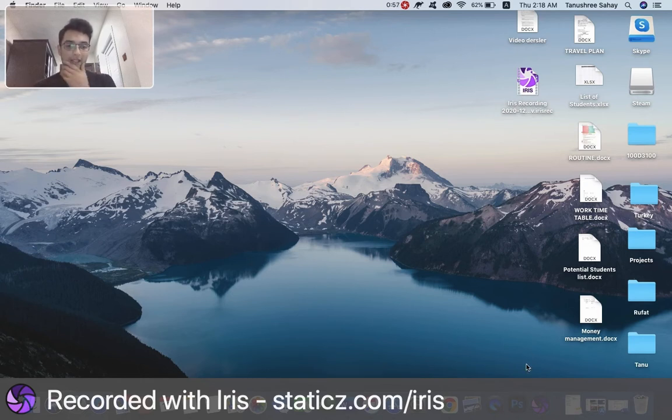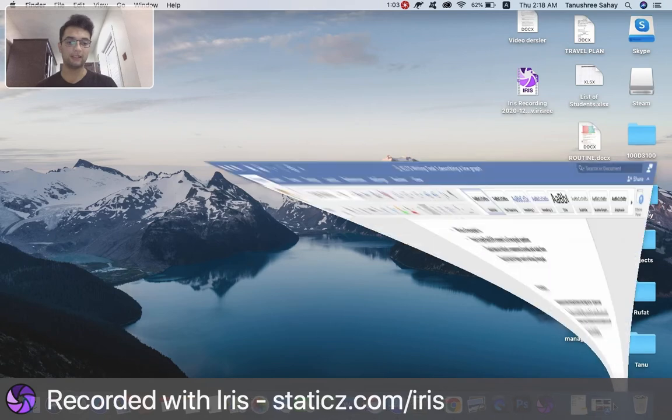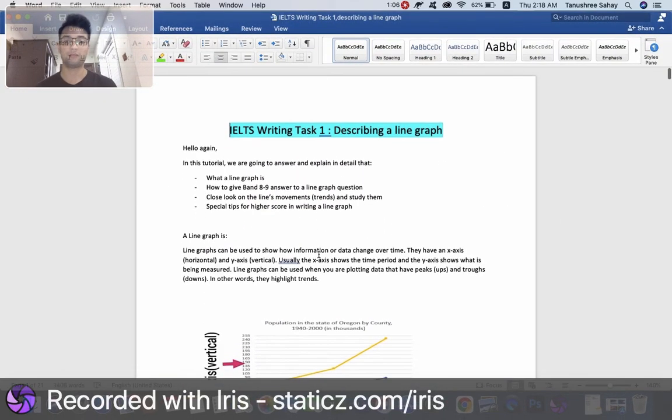Alright, let's start a new class right now. So as I said before, we're going to start with the line graph, and your material is almost ready, so I'm going to explain what we are going to learn today and what we should use, how to write a line graph, and we're going to write a band 8-9 sample answer for the line graph, so that it could be easier for you to write it again by yourself.